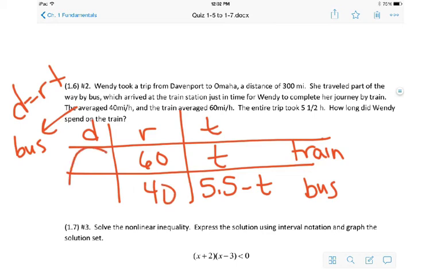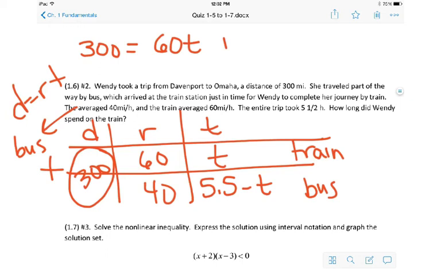The total distance, that means when I add the two distances together, it will be 300. So 300 must equal the rate times the time for the train, which is 60 times t, plus the rate times the time for the bus, which is 40 times (5.5 minus t). Once we get to that equation, now you should know how to solve it.